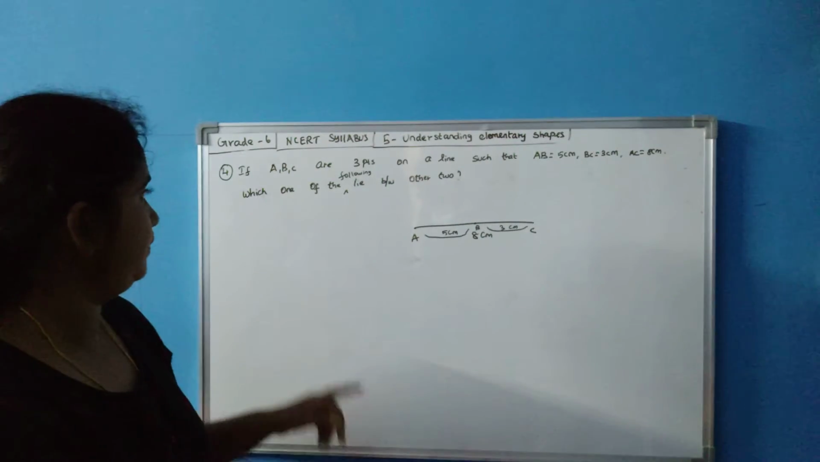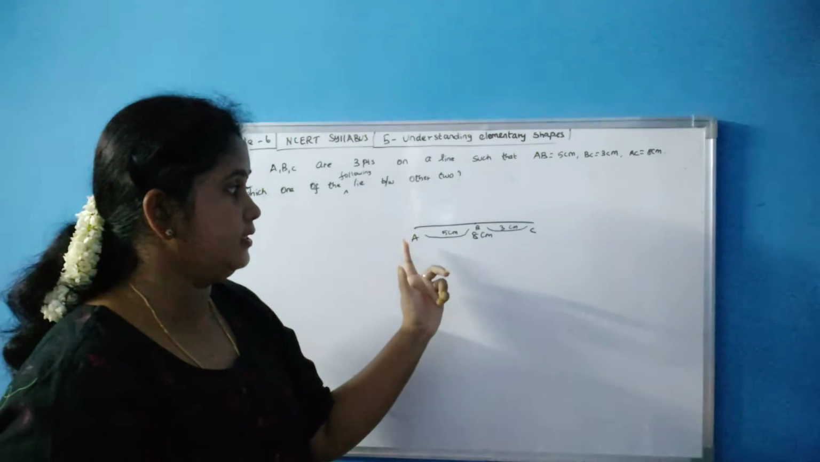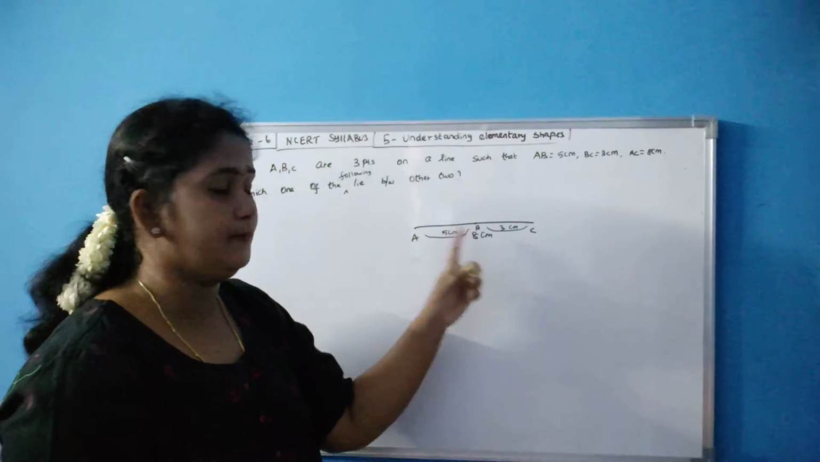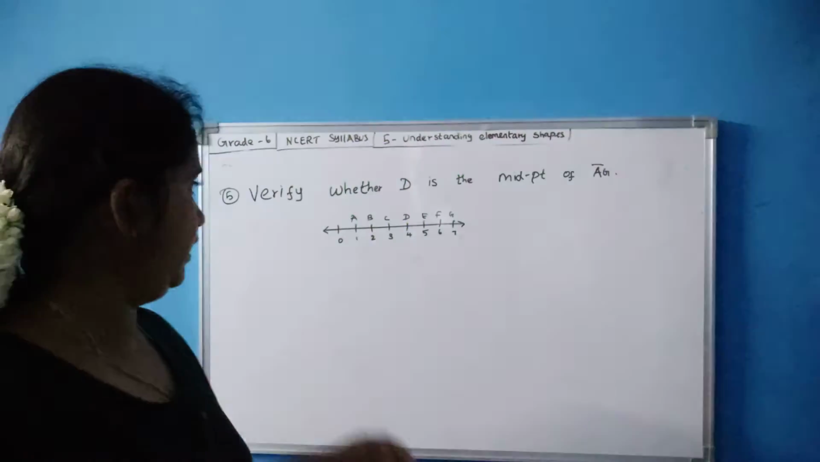Did you understand? They ask you which lies between the other two. So the other two is nothing but AC. In between A and C, B is lying. Okay. Now we'll move on to the next sum. So this is your next sum.